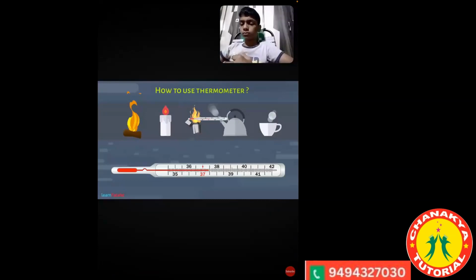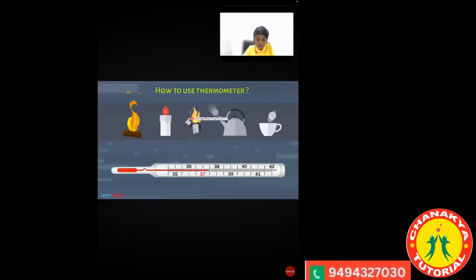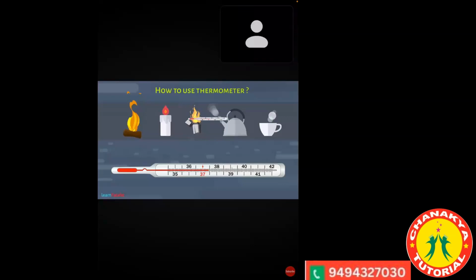What will happen if we use it for the hot object? It will expand too much. Okay, it will expand. So what happens if it expands? It could even explode. Correct. It will explode or burst out, because mercury is present in the bulb, right? At the bottom it is present.